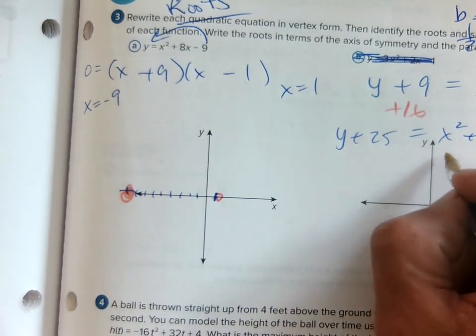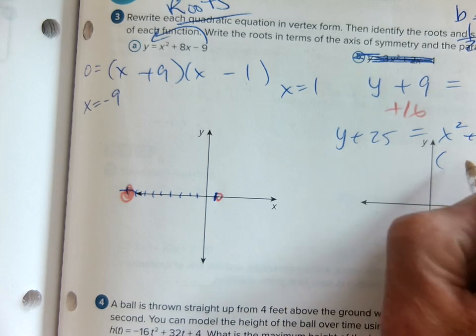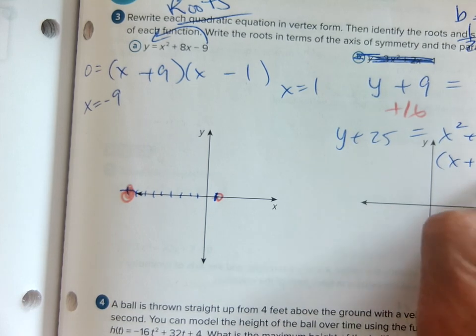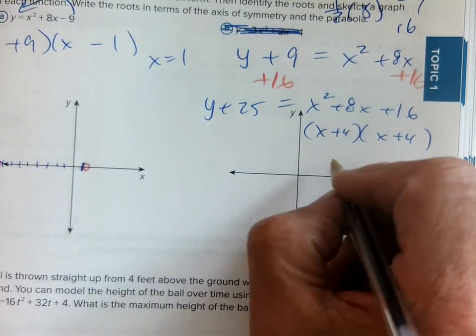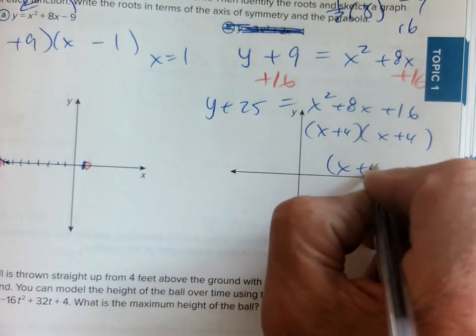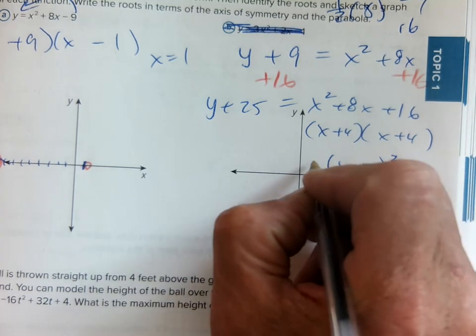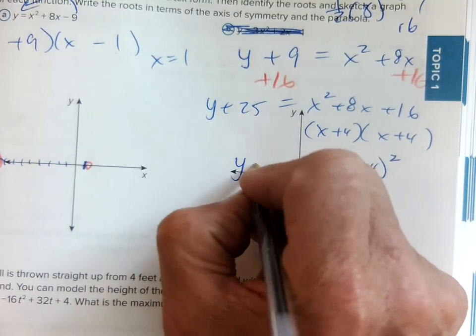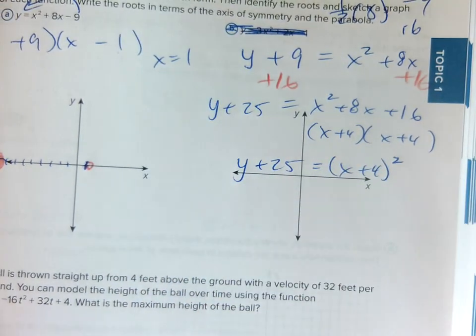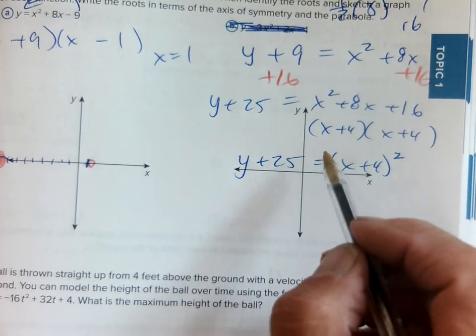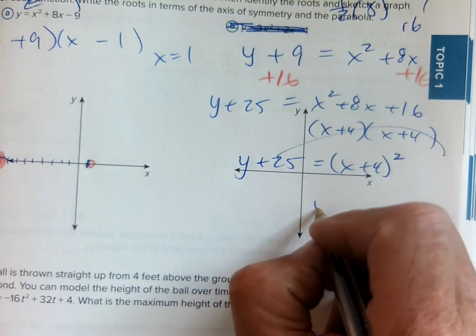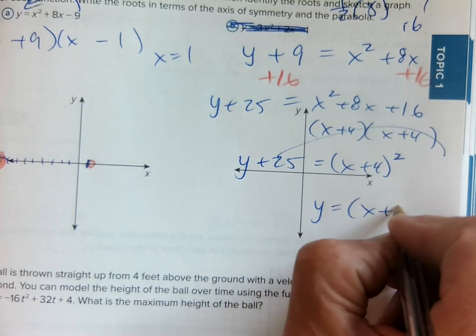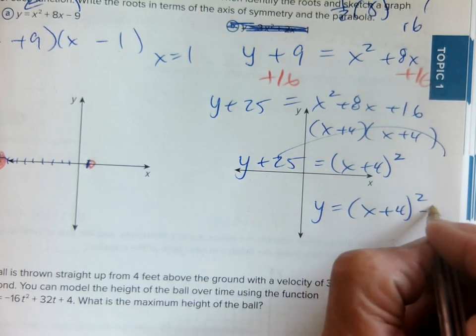Now I'm going to factor. That's x plus 4, which is really (x plus 4) squared, and that equals y plus 25. Now bring the 25 over so it looks like y equals (x plus 4) squared minus 25.